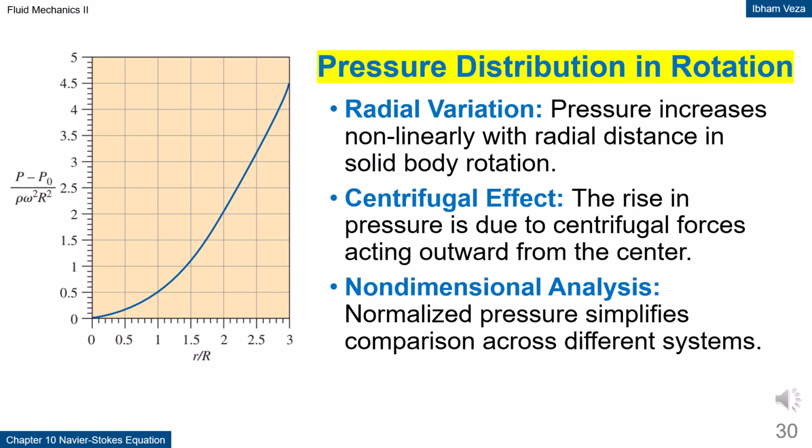Pressure distribution in rotation. In rotational flow, pressure increases non-linearly with radial distance from the center. This pressure rise is caused by centrifugal effects that push the fluid outward. This pressure distribution is very different from that in straight, non-rotating flows. By normalizing the pressure, comparison between different systems becomes easier. This analysis is important for understanding pressure structures in rotating flows.